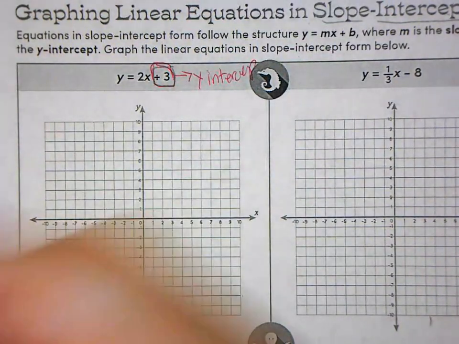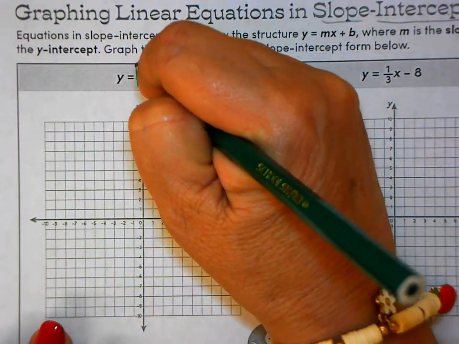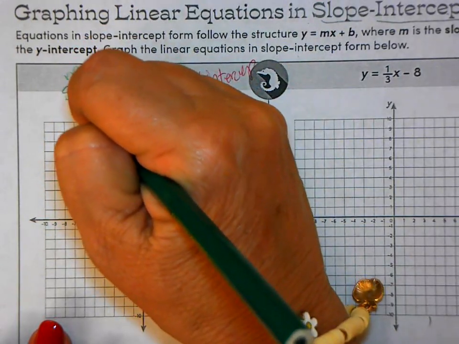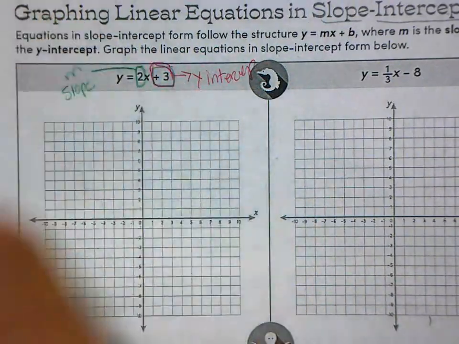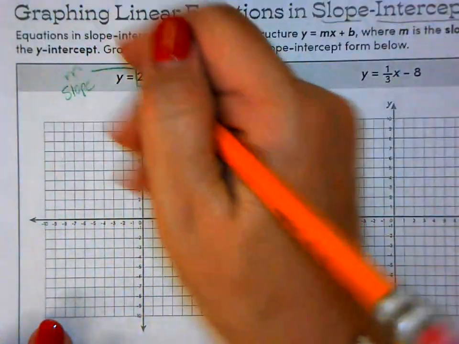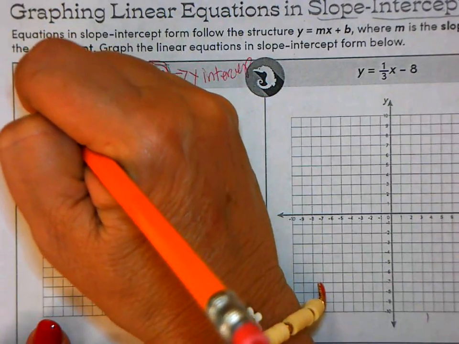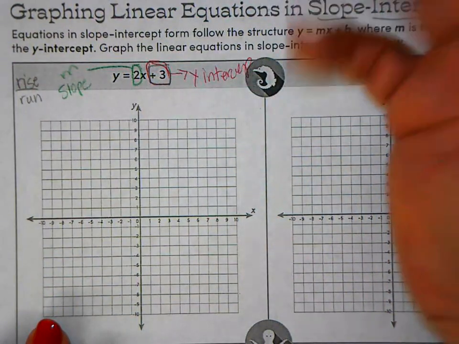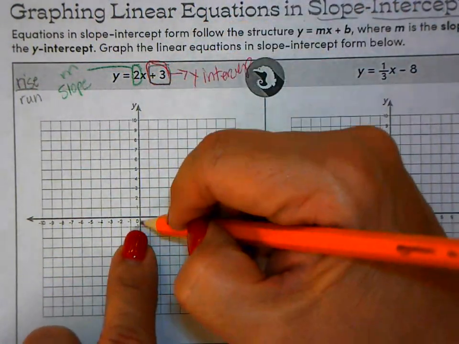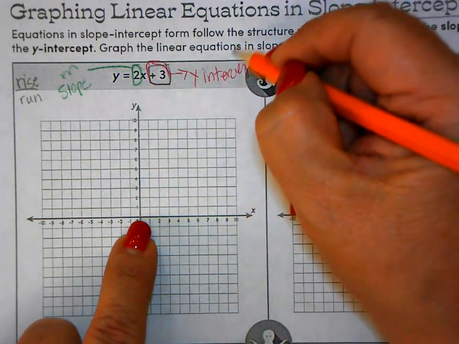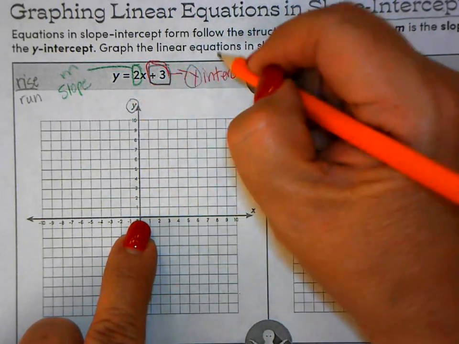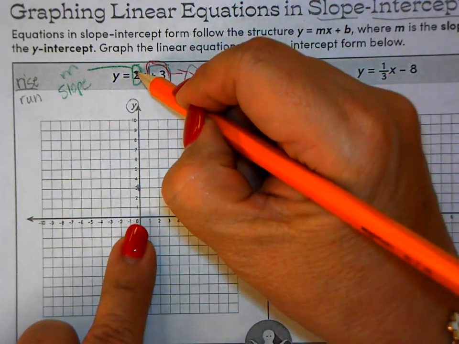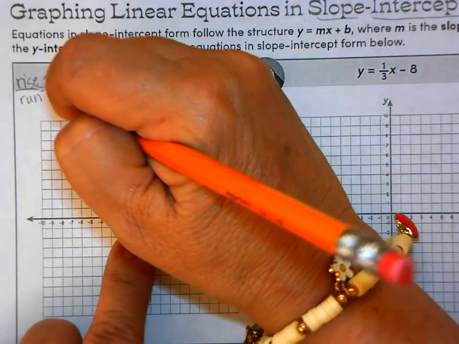Using a different color, I'm only boxing in the 2, and this is my m. I can put m, or you can write slope. And then it will be my rise over run, whatever it's going to take for you to remember. So I'm going to the point of origin. It says that my y-intercept, my y, is a positive 3. I'm moving up to my positive 3. My slope is going to be 2 over 1.